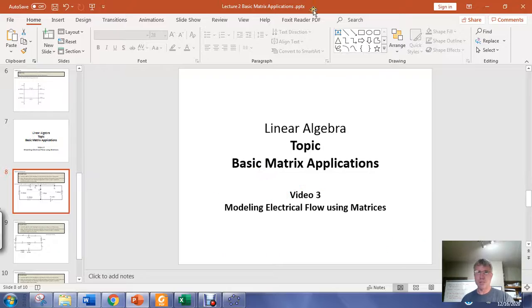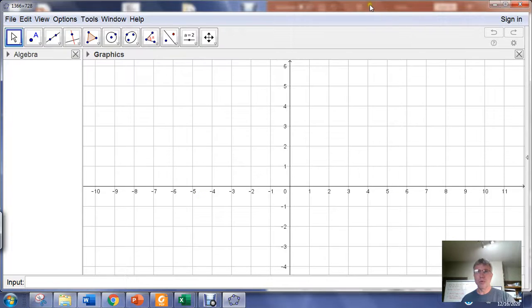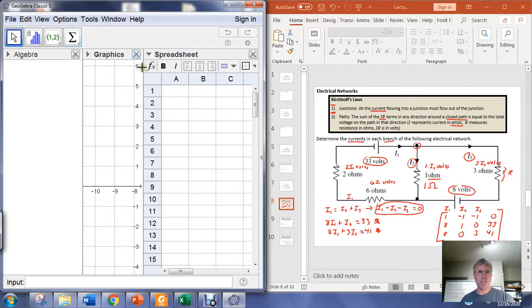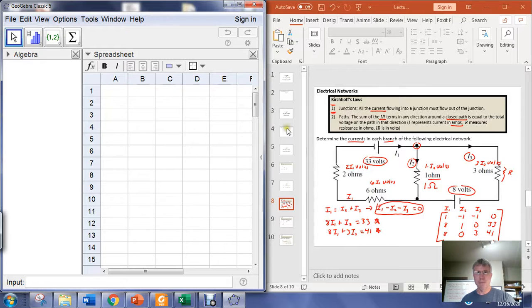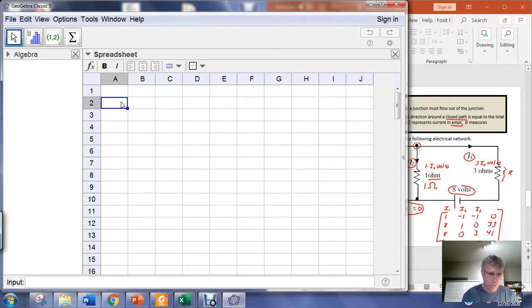So let's keep those changes, slide that over, bring GeoGebra open, and we're going to need to go under View into that spreadsheet view again. We won't need the graphics window. And let's go ahead and move our matrix into the spreadsheet. So the first row is 1, -1, -1, 0. So 1 tab, 1 tab, whoops, sorry, 1 tab, -1 tab, -1 tab, 0, enter.